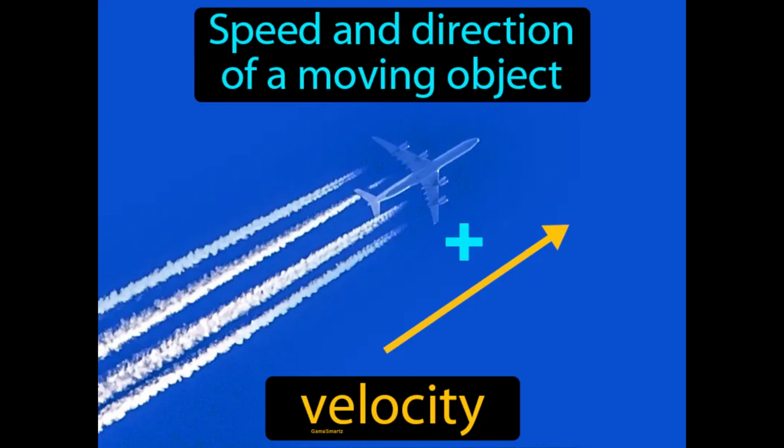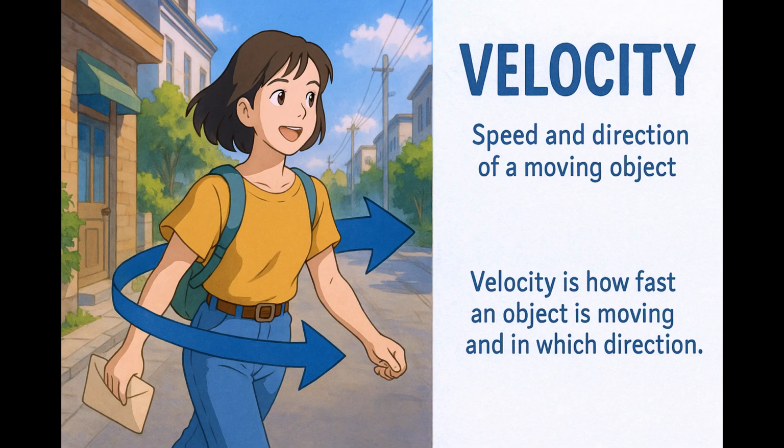Speed and direction of a moving object. Velocity. Velocity is how fast an object is moving and in which direction. Imagine trying to find your way to a friend's new house in a busy city. Just like needing both the address, direction, and your walking pace, speed, to arrive on time, an object's velocity requires both how fast it's moving and where it's headed.